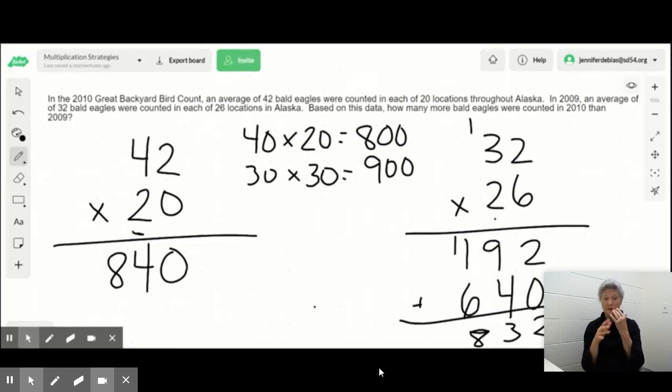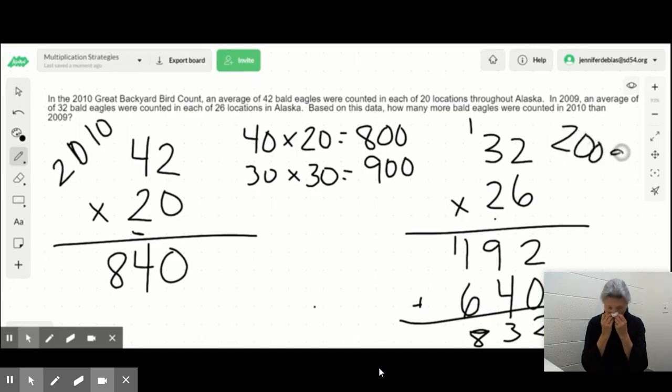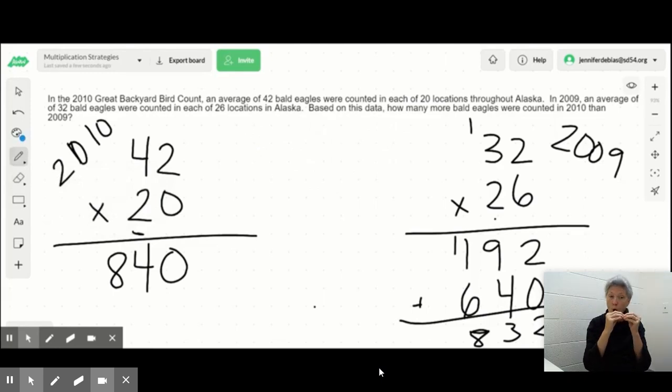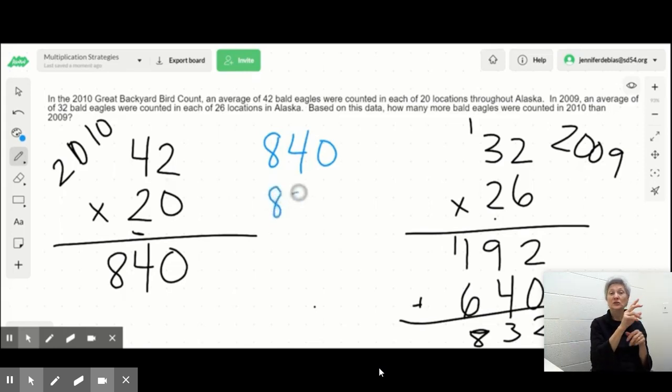So I'm going to label this. It's important to keep neat notes here. That's 2010. This is 2009. So now looking back at my question, I need to know how many more bald eagles were counted in 2010 than in 2009. So I have 840 bald eagles in Alaska in 2010. In 2009, I have 832.